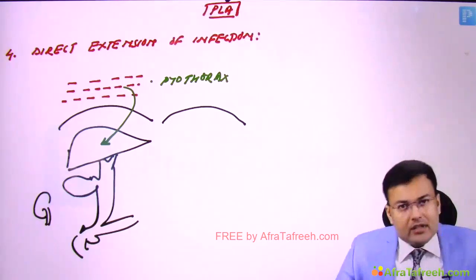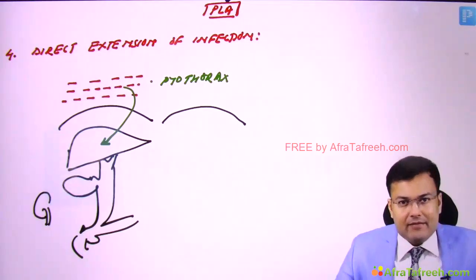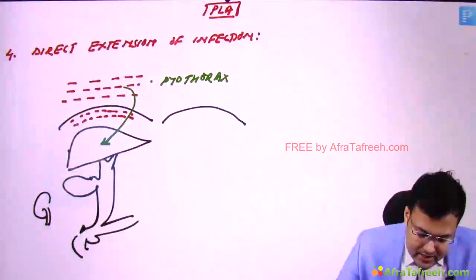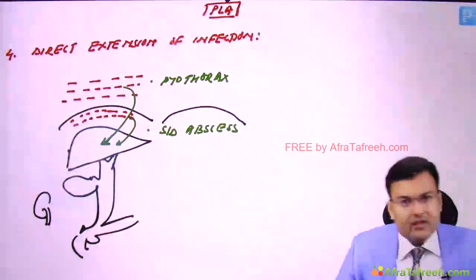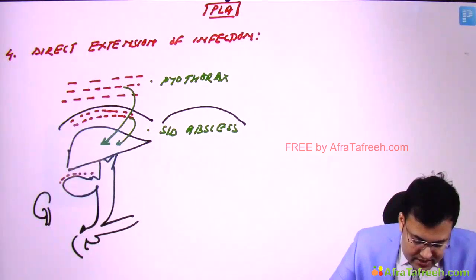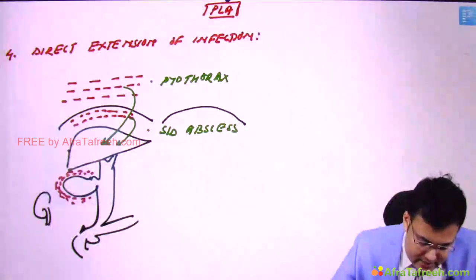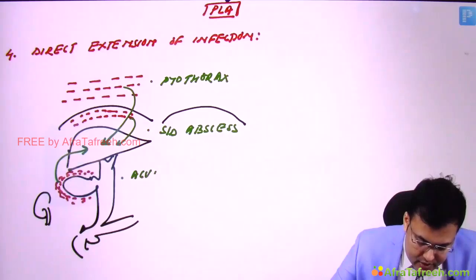See the second situation. Sometimes there is collection of pus just below diaphragm, and the name of this condition is subdiaphragmatic abscess. So see, here is the pus collection. So this is subdiaphragmatic abscess, and even this can extend to the liver. Now see the third condition. There is acute suppurative cholecystitis. In acute suppurative cholecystitis, there is pus collection around gallbladder. In this case also, you can see there is direct extension. So this is acute suppurative cholecystitis.